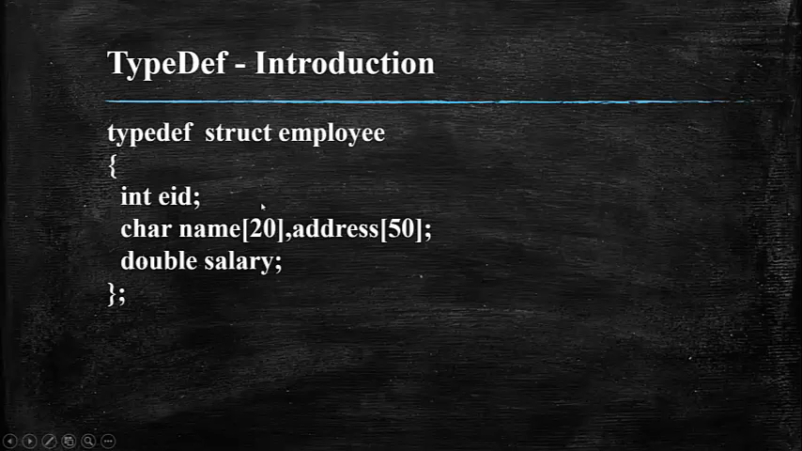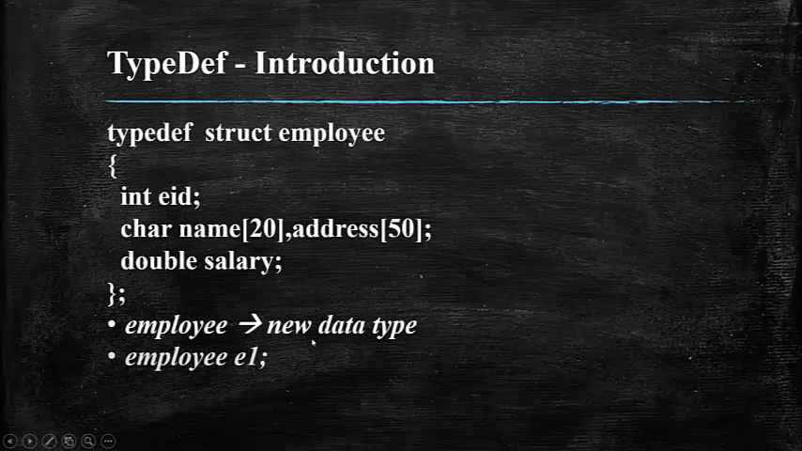There's the employee ID, which is of integer data type, name as a character array that can occupy 20 bytes of memory, address as a character array that can occupy 50 bytes of memory, and salary as a double data type. So your employee will act as a new data type, that is of structure data type. The name of your structure, employee, is going to act as a new data type.